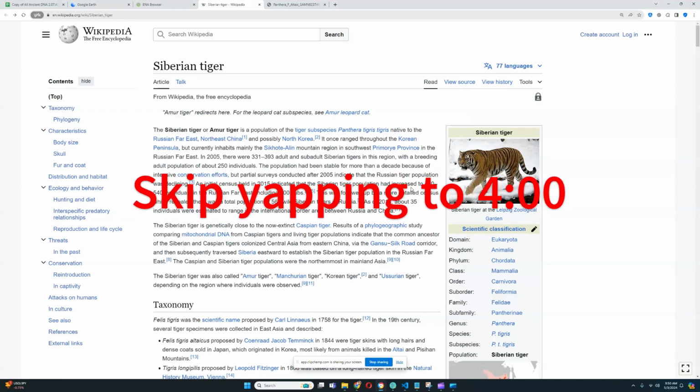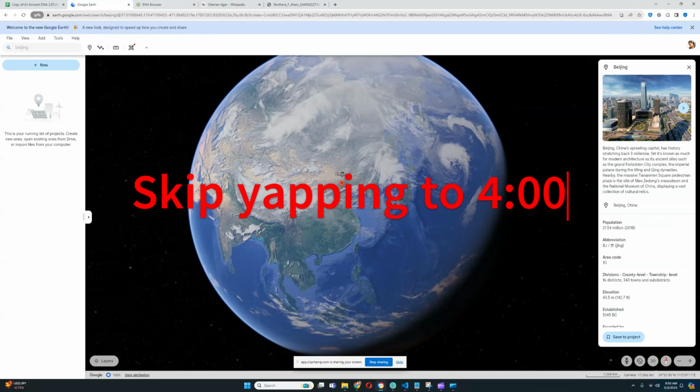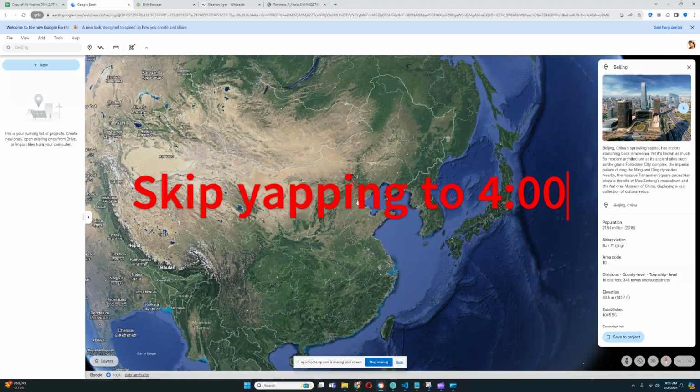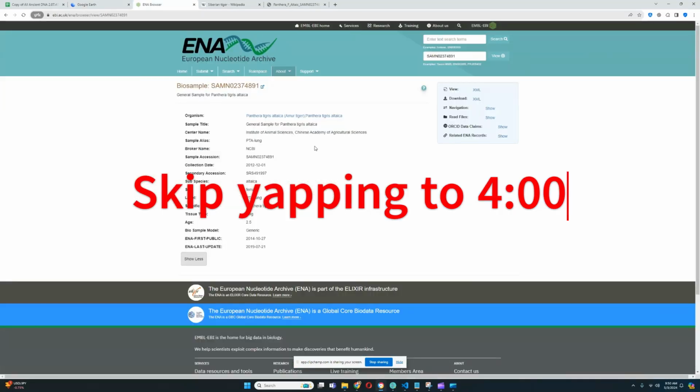So first, let's talk about where these Siberian tigers are located. They are located in Siberia and, of course, East Asia. They are located in Korea, China. This individual tiger is actually from this location right here in Beijing, Pekin. This is how we pronounce it in Russian. And this individual is a female tiger. She is from the Institute of Animal Sciences and the Chinese Academy of Agricultural Sciences in China.